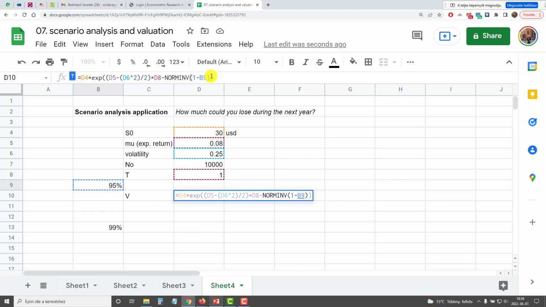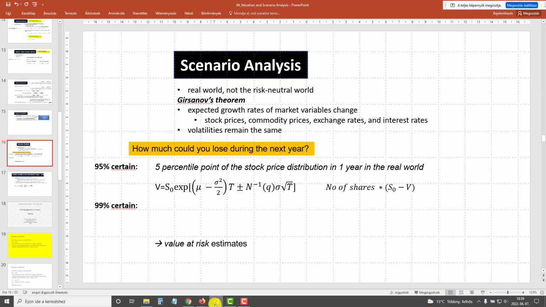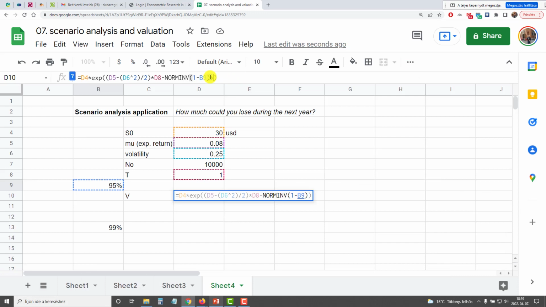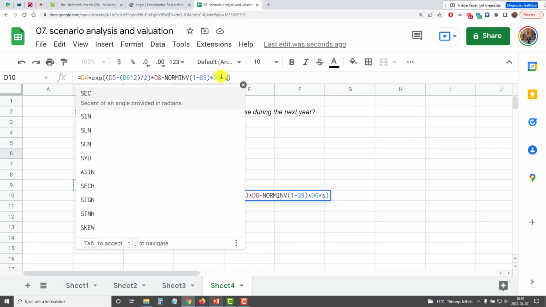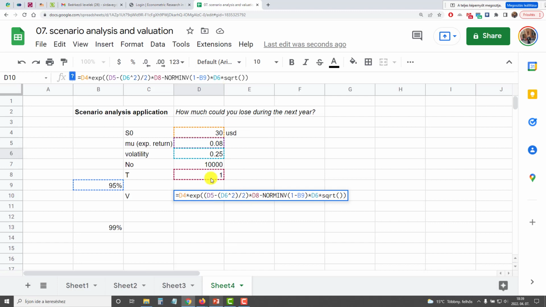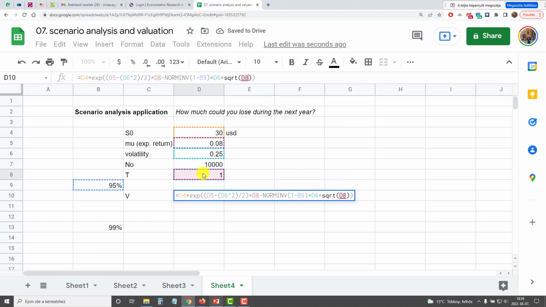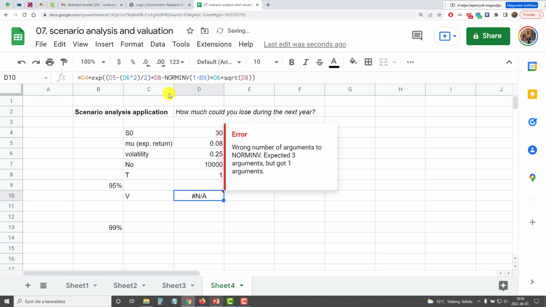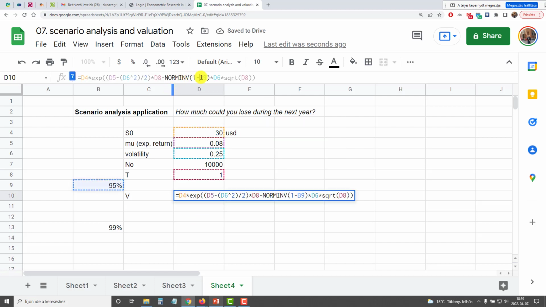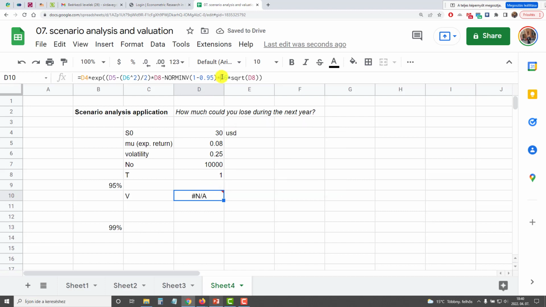And we have to also multiply this volatility, because volatility multiplies the time as it passes, SQRT square root of 1. I mean 1. Now let's see what the bugs are here. Okay, if I'm writing here 0.95, are you able to work? No, it's not.